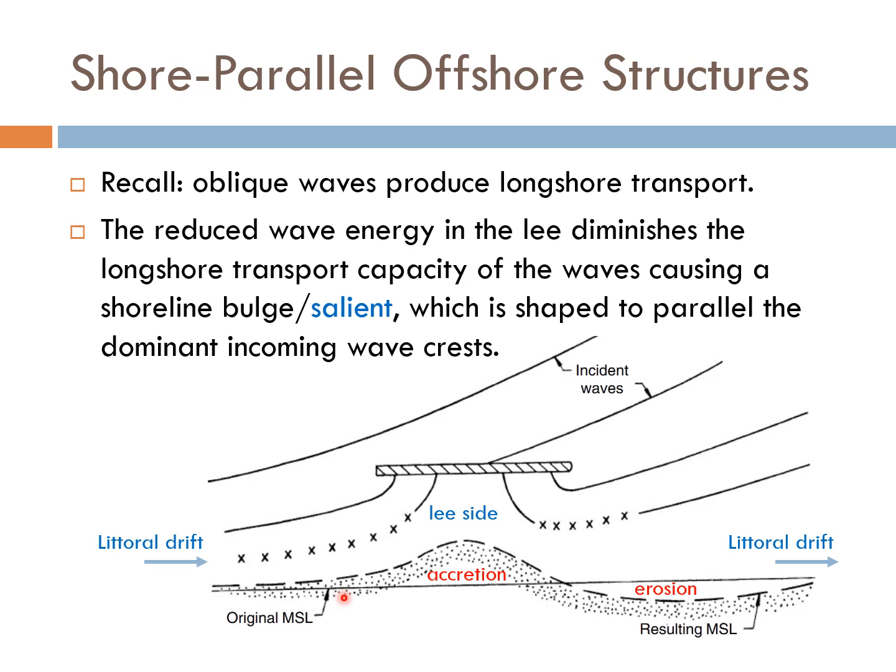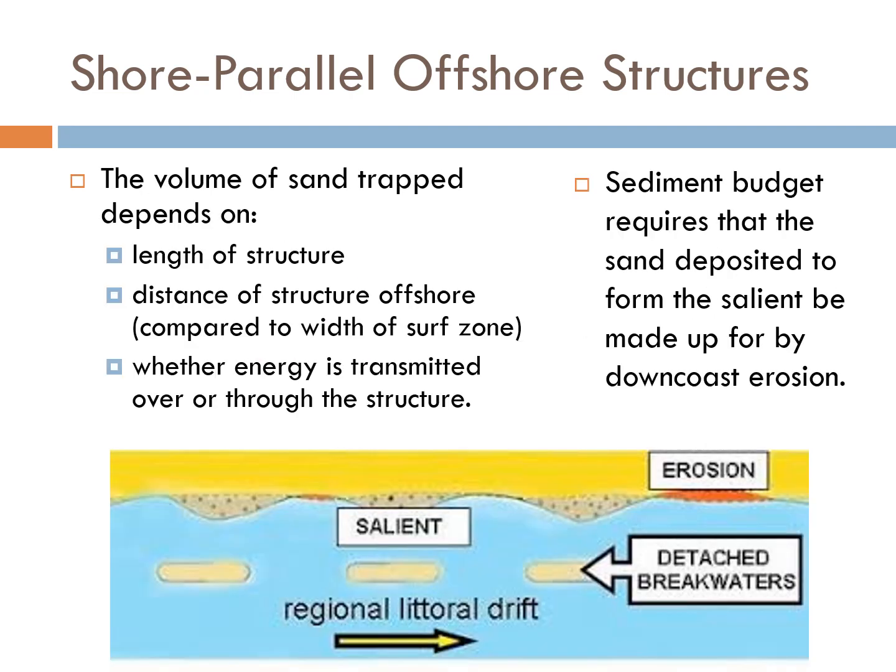And so we see the profile of the shoreline change into a wavy pattern like this. This part of the shoreline which grows towards the breakwater is known as a salient. The volume of sand that may be trapped on the lee side of a breakwater in the salient depends on the length of the structure, depends on how far the structure is located from the shoreline compared to the width of the surf zone, and also depends on the amount of energy that is dissipated or transmitted.